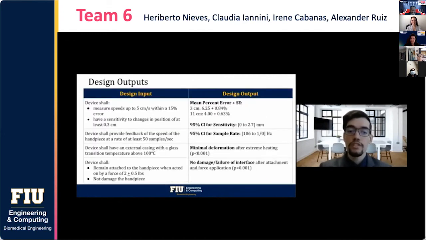Ultimately, the DREAMS satisfied the presented design inputs for accuracy, sensitivity, sample rate, thermal resistance, interface, fixation, and damage, as shown in the design outputs. I'd now like to hand the presentation over to Irene, who will go over the cost of the DREAMS.